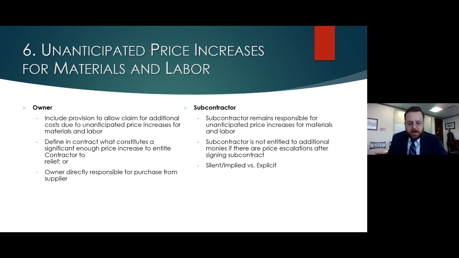Define what amount or what type of price escalations are recoverable and what triggers that right. For example, you could say if the prices of any material or labor increase by X percentage, then you'd be entitled to recover that from the owner. Another solution is make the owner directly obligated to purchase materials on its own. That way, if the prices go up, the owner has to pay them.